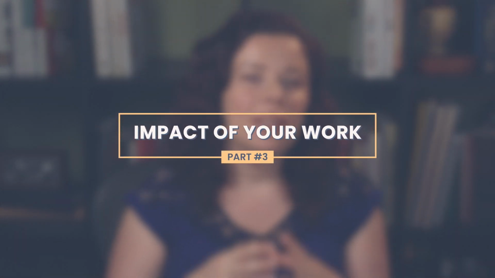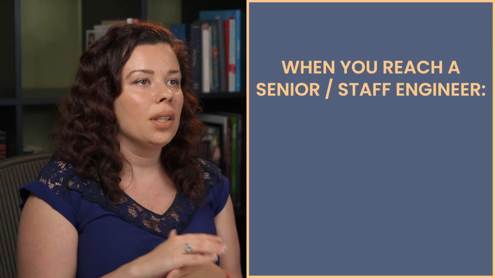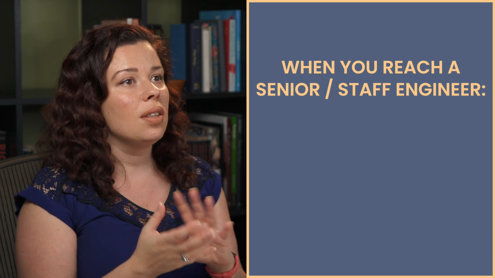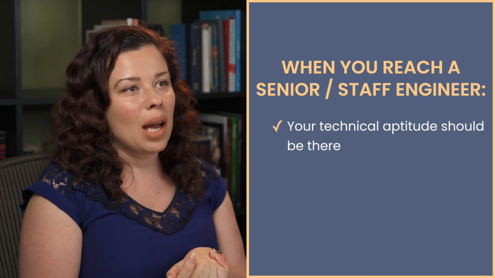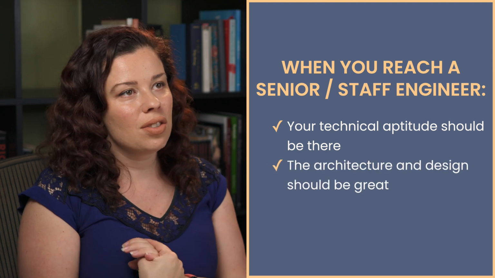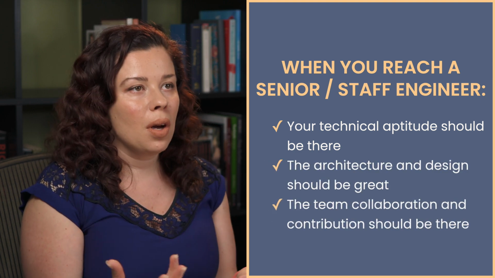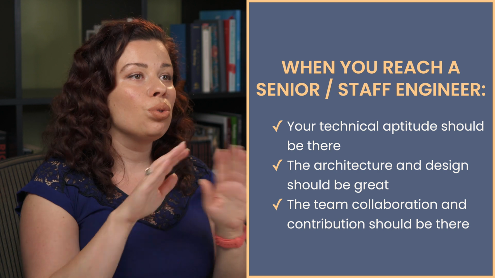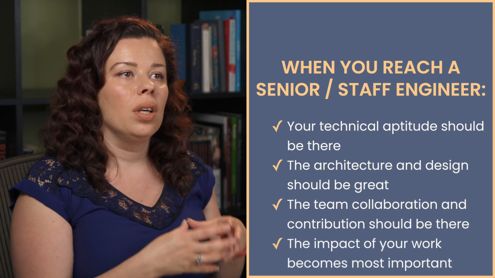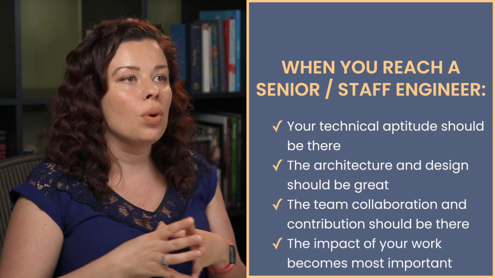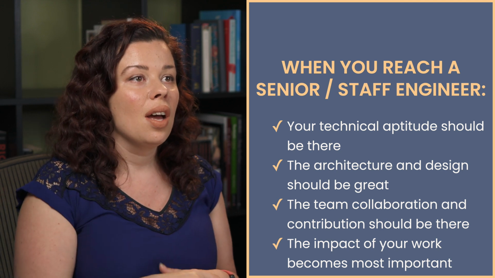And the last big part of the rubric is the impact of your work. Now, it sounds really simple, but it's actually the thing that most of the time is going to make the difference between you being a senior engineer to a staff engineer and so on. Because at some point in your career, especially when you reach senior or staff engineer, your technical aptitude should be there. The architecture and design you do should be great. The team collaboration and team contribution should all be there. And then this category of impact is the one that becomes the most important at those higher levels of engineering.